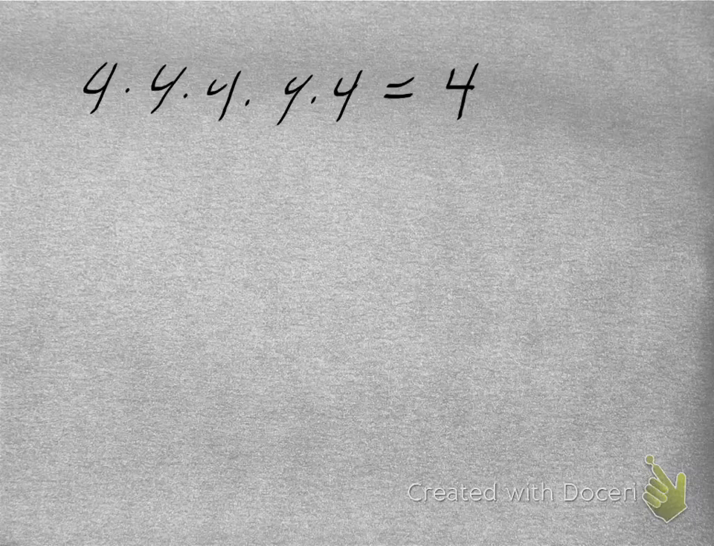So Rain, real quickly, how many 4s am I multiplying together here? 5. Right, so this is 4 to the 5th power. So that's really what this exponent means. It means how many 4s are multiplied together.